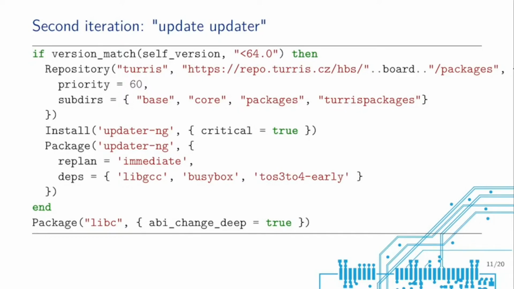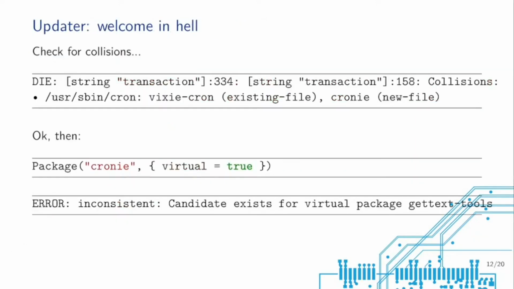So this should result in the update, and the next execution with the new updater is going to pull all those new awesome packages. It is going to reinstall everything that depends on libc thanks to this last line, and everything is awesome. Unfortunately not, because the updater tells us welcome to hell.